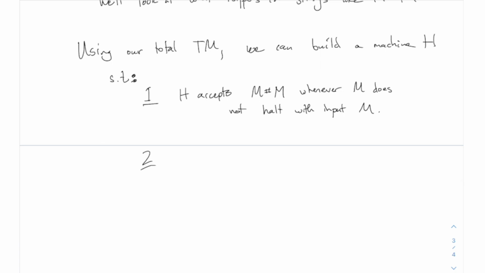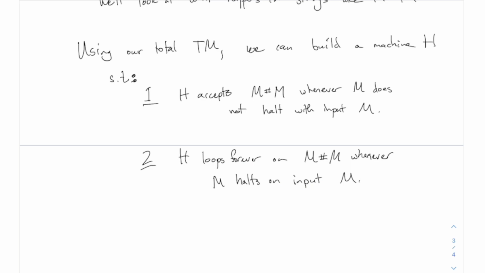And second of all, H loops forever on M#M whenever M does halt on input M. So we're kind of making it do the opposite. If M does not halt, you make H accept, and if M does halt, you make H loop forever.